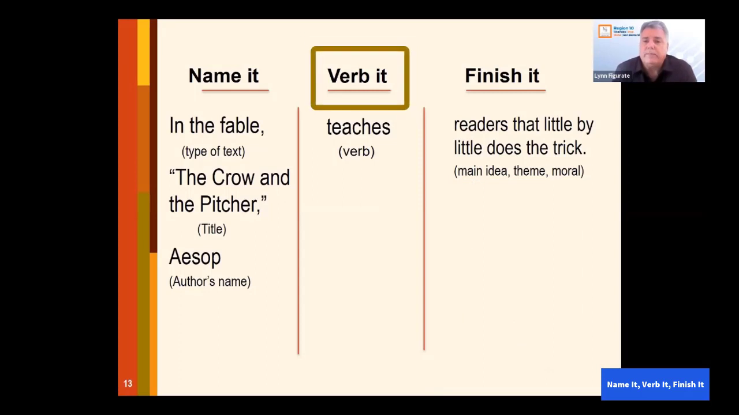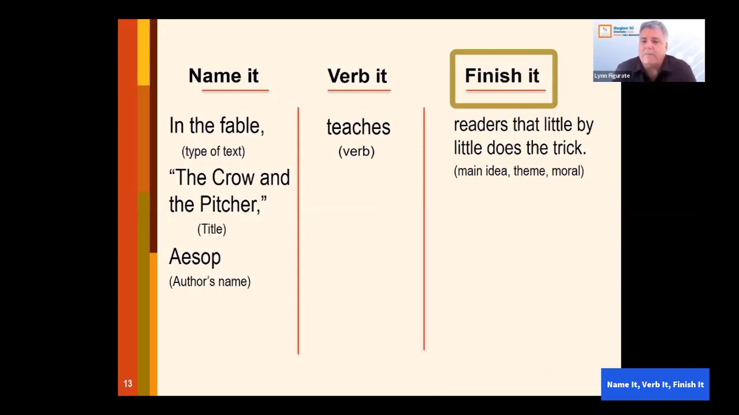We put the verb there, and then we finish it by having the main idea. If it's RI, if it's an informational passage, if the reading is narrative, we can do the theme. If it's in this case in a fable, then you have the moral. So that finish it piece is really to give what is this mainly about. So you can see it all here in one sentence in the fable, The Crow and the Pitcher. Aesop teaches readers that little by little does the trick. So we want to have all of those together and teach that strategy.